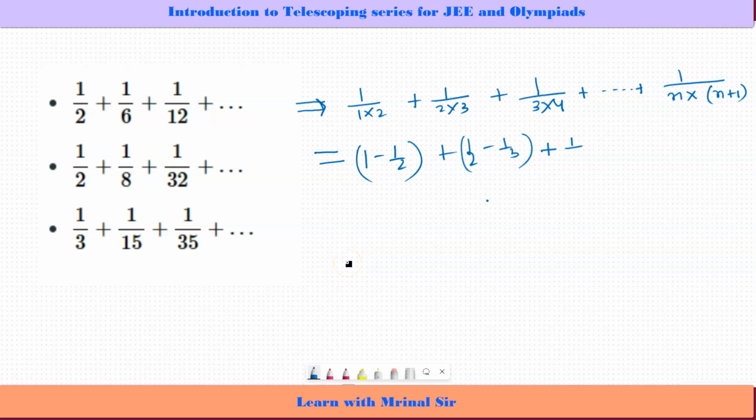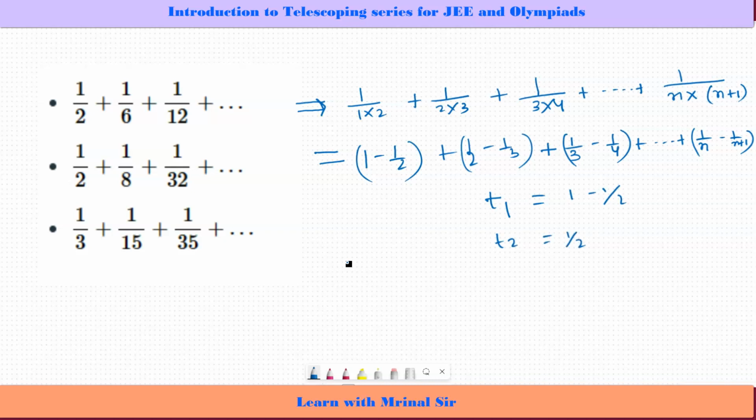1 by 3 into 4, how do you write it? It is simply the difference between these two terms. How to write the last one? It is 1 by n minus 1 by n plus 1. Okay? Now, if you start finding the sum of this series, it is better in the first sum I write in detail. T1 is what? 1 minus 1 by 2.